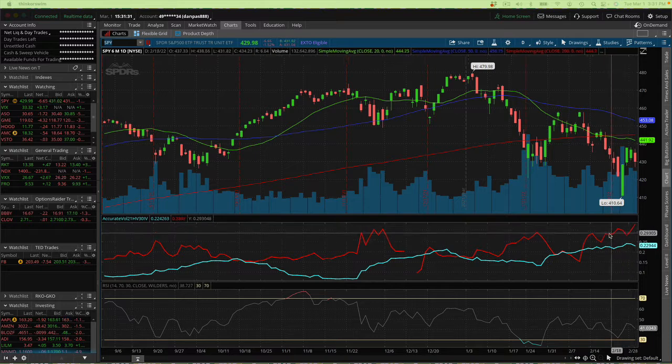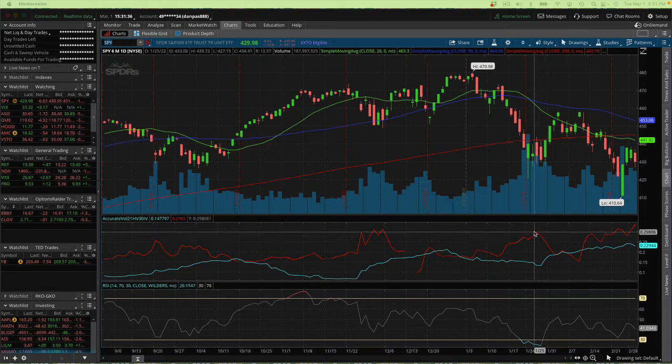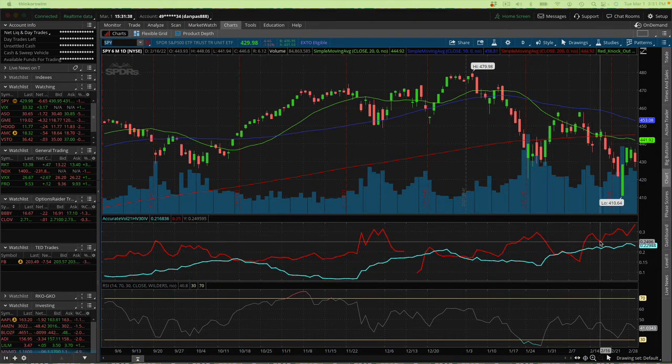The red line is the implied volatility. That's basically how cheap or expensive the options are, baking in expected future volatility moves. The blue line is historical volatility, and that's how volatile the underlying stock has been over the past X number of days. In this case, I used 21 closing days.